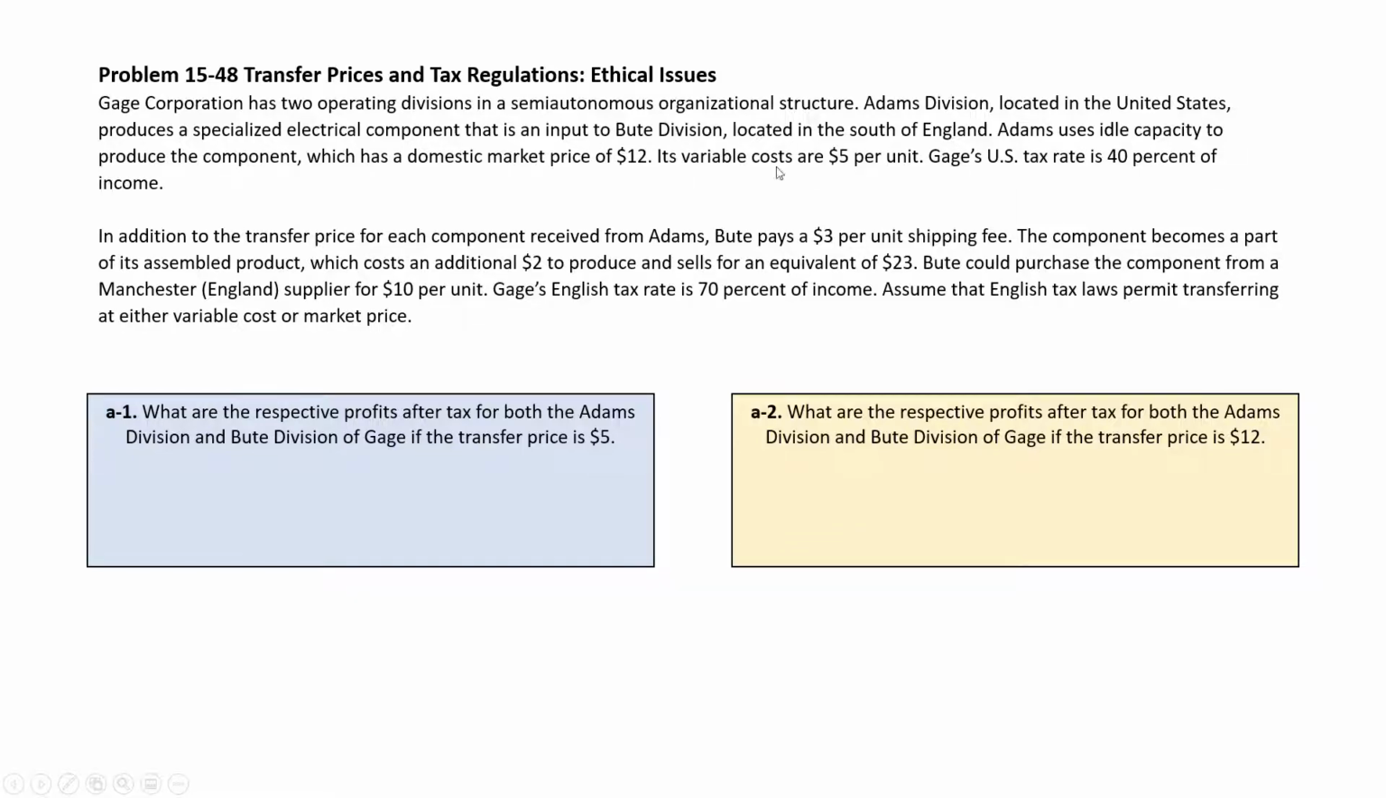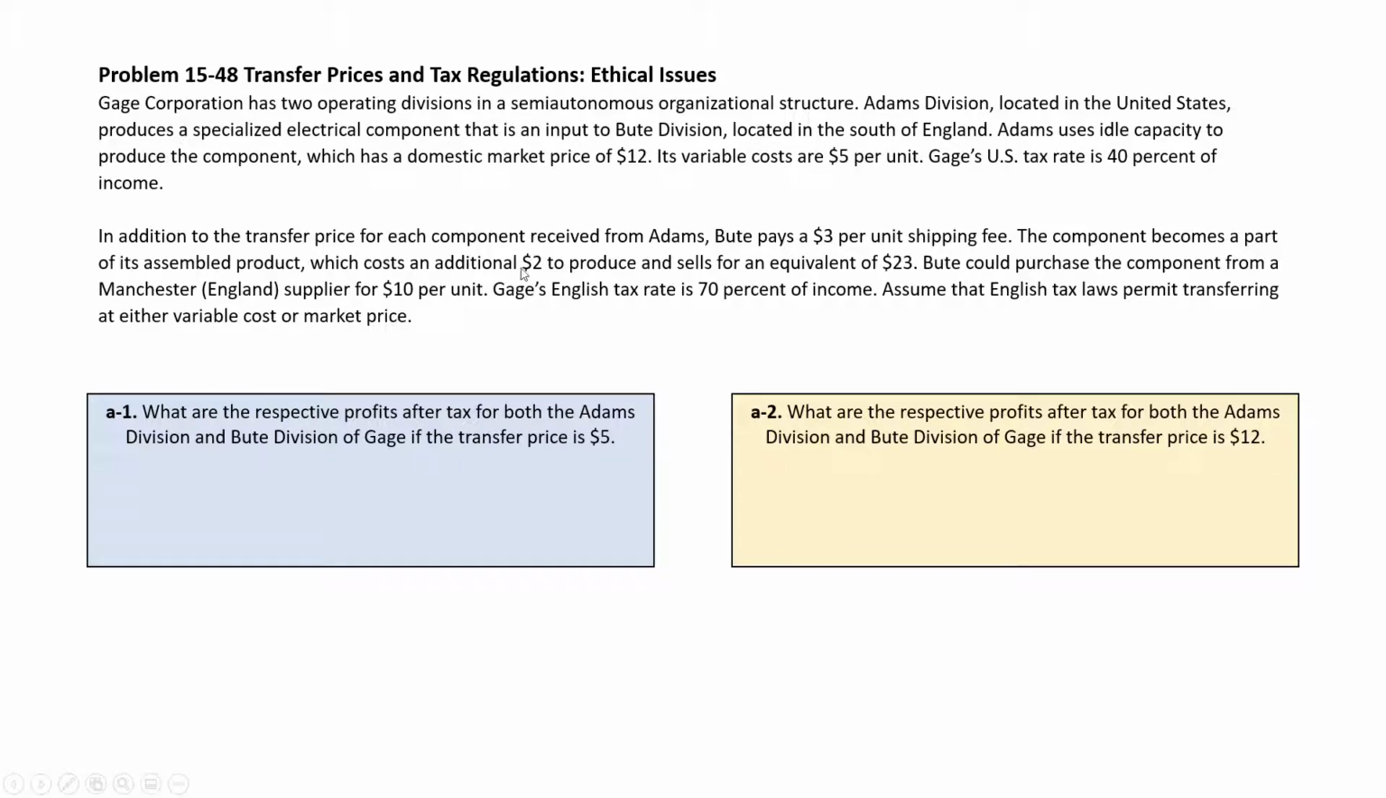Adams does use its idle capacity to produce the component, but it also has a domestic market price for this component of $12. Its variable costs for the component are $5 per unit. The US tax rate, where again Adams, the manufacturer, is located, is 40%. Keep in mind, this is only a component for Butte Division. They have some additional costs other than what Adams would charge them. For example, they have a $3 shipping fee. It's coming from the US to England.